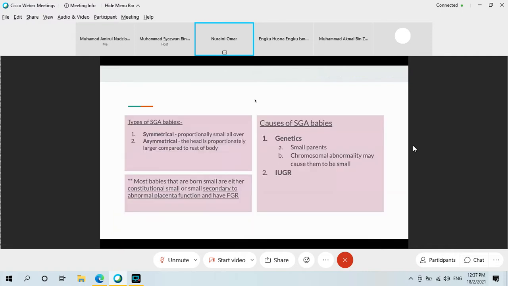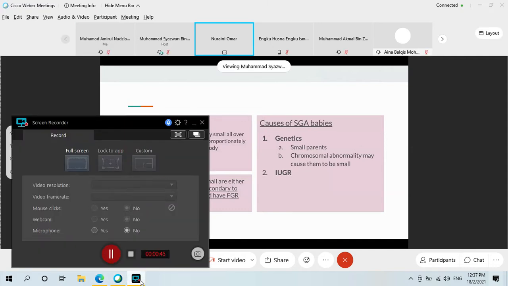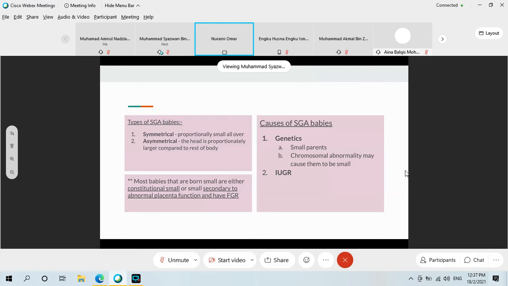All right, so first, we have the types of SGA babies. We have symmetrical and asymmetrical. Symmetrical is proportionally small all over, which means from head to toe, the baby is small. Whereas in asymmetrical, the head is proportionately larger compared to the rest of the body, meaning that the body is smaller than the head.